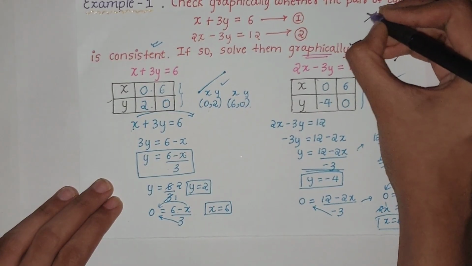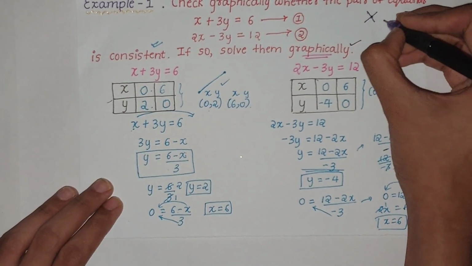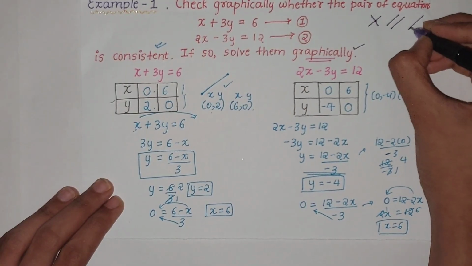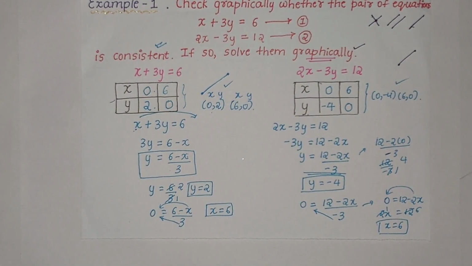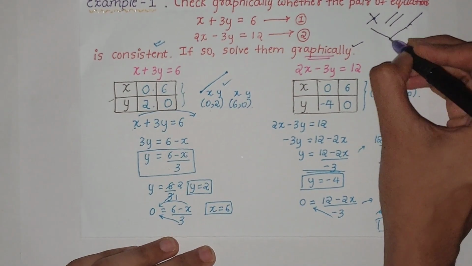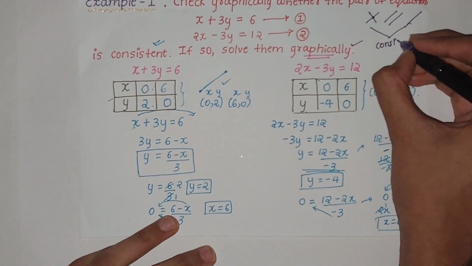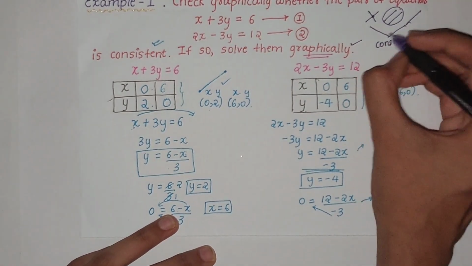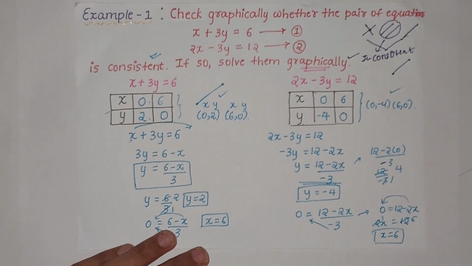We know that if the lines intersect, it will have a unique solution. If it is parallel, then there are no solutions, right? And if it is coincident, which means it has infinitely many solutions. In both of these cases, we can tell that it is consistent. And if this case comes, we can easily tell that it is inconsistent, right?